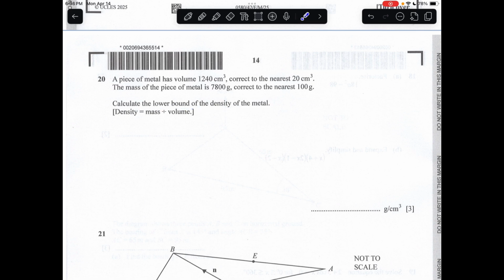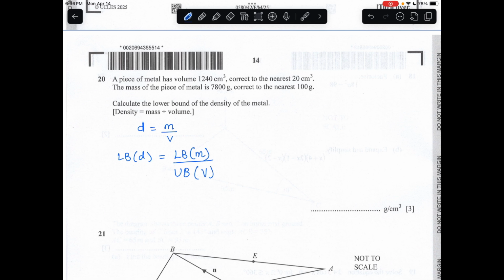Okay. So density is mass over volume. So I'm just going to write that. Density is mass divided by volume. Now if I want the lower bound of density, I need to take the lower bound of the mass, divided by the upper bound of the volume.